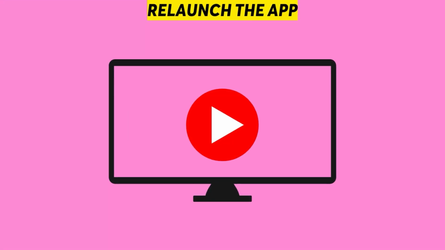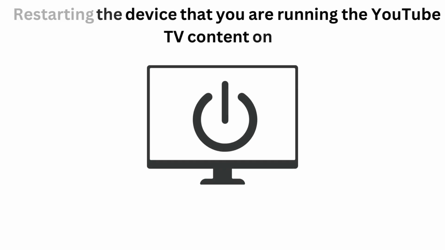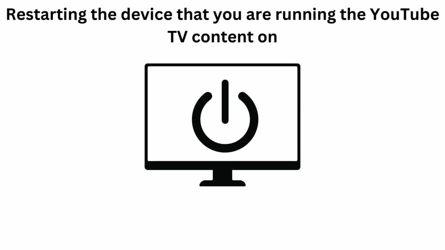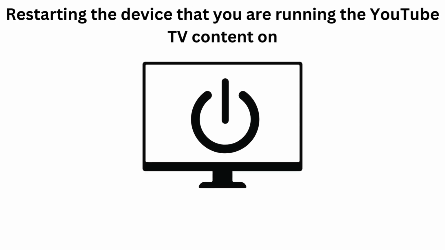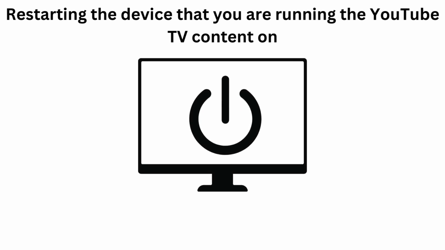Relaunch the app. When encountering YouTube TV error code 3, it's advisable to relaunch the app. This will fix any technical-related issues that the app might face and potentially resolve the issue at hand. You could also consider restarting the device that you're running the YouTube TV content on. However, if the server of the app is down, give it a few minutes. It could be back to normal before you know it.